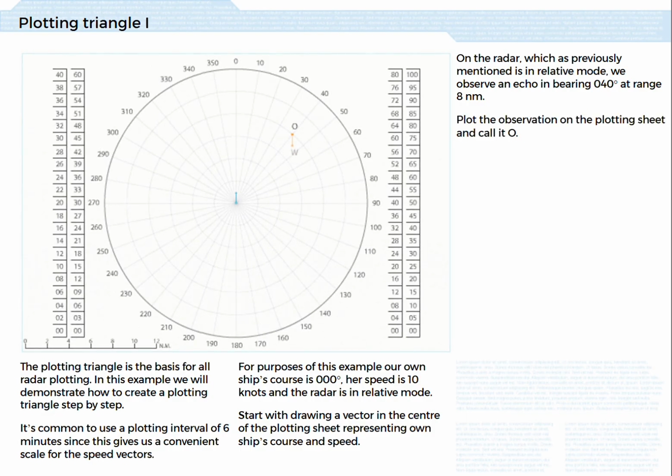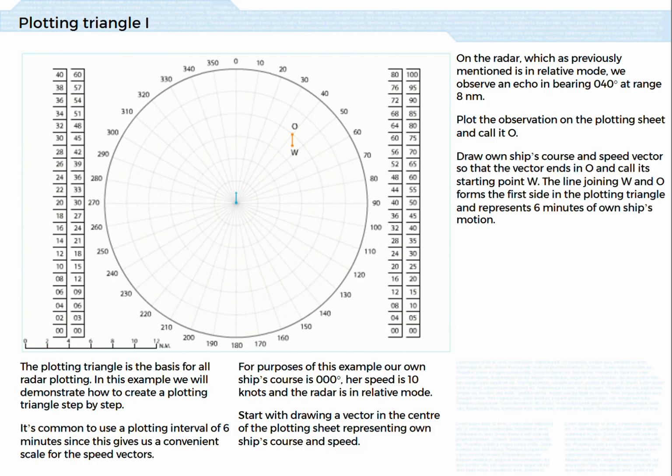Plot the observation on the plotting sheet and call it O. Draw own ship's course and speed vector so that the vector ends in O and call its starting point W. The line joining W and O forms the first side in the plotting triangle and represents 6 minutes of own ship's motion. After 6 minutes, we make another observation.